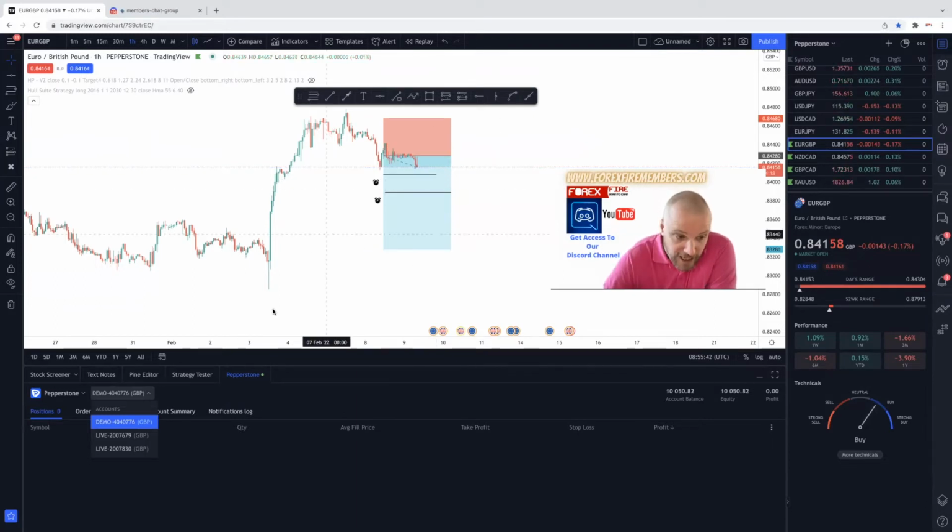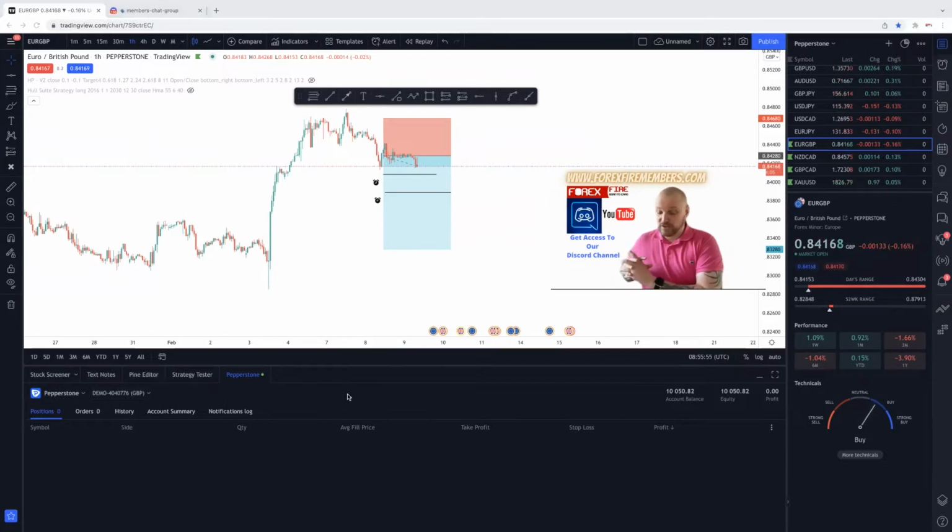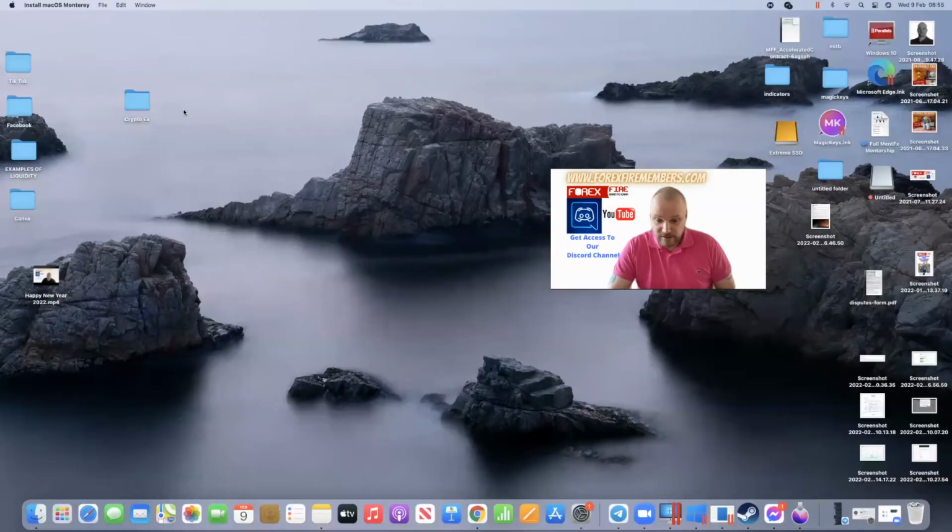You have to log out of your TradingView and then re-log in, so it communicates with Pepperstone, and then it applies the new account on there. Then those will come to your drop-down menu. Okay, so those of you that want to trade, let's have a look.